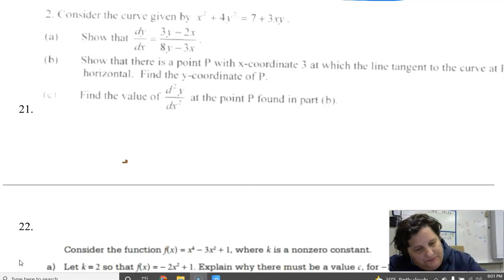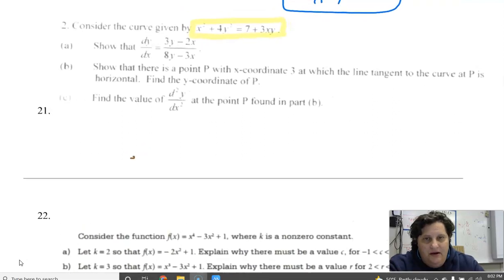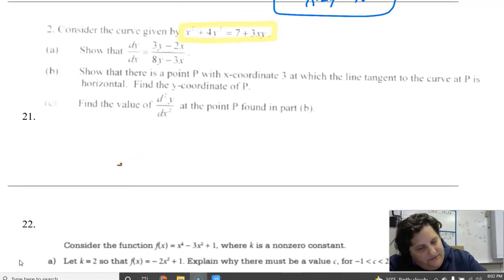Here's our next one. All right, x squared plus 4y squared is 7 plus 3xy. Show that dy dx equals this. This lends itself very nicely to a free response type question that you maybe see on your test, okay? So if I'm trying to show that, I'll go ahead and take the derivative of this implicitly.